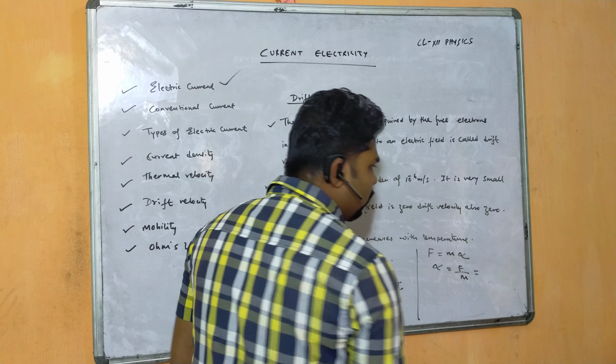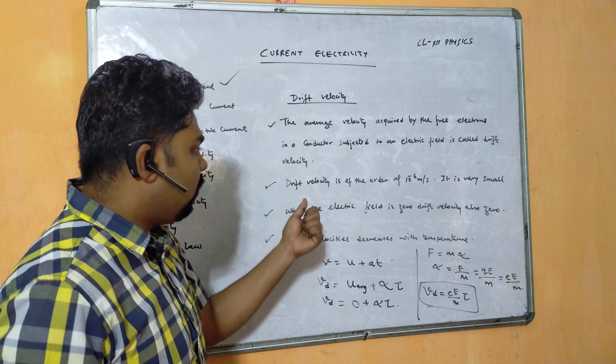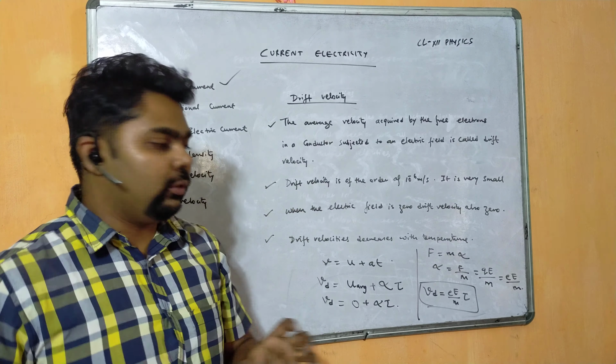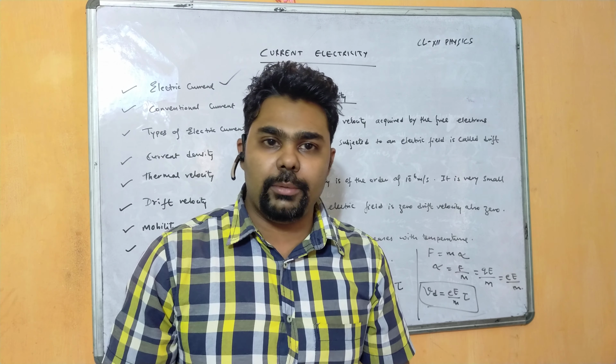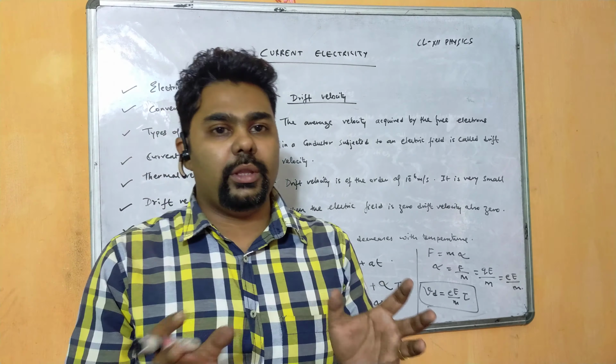Thermal velocity, which we have seen, was 10 to the power 6 meter per second, but in case of drift velocity, it is 10 to the power minus 6 meter per second. Now when the electric field is 0, that means when you are not connecting that conductor with any battery, then electrons will not get drifted to the opposite terminals. That means they will be moving within the metal only. They will not get drifted towards the opposite terminal. So in that case, drift velocity will also be 0.